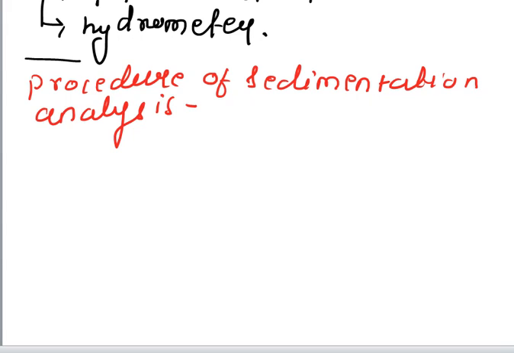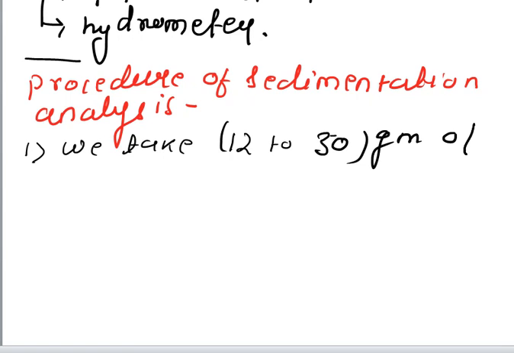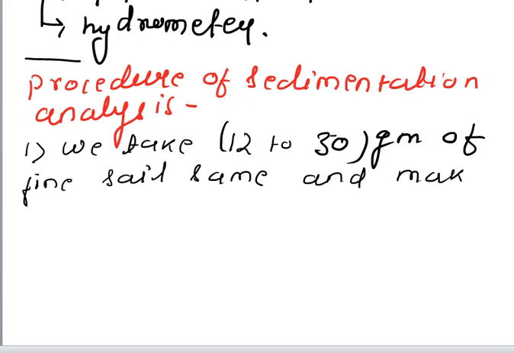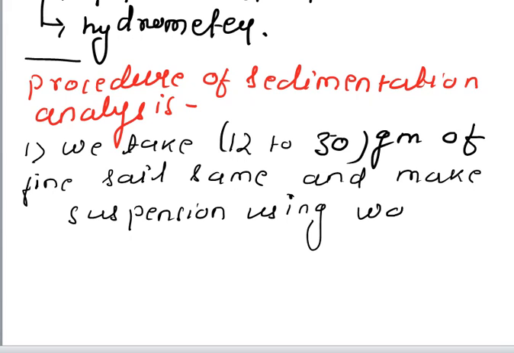So let's start. First we take 15 to 30 grams of soil sample. 15 will be too low a value, so make it 15 to 30 grams of fine soil sample, and make a suspension using water. The fluid which we use here is water.